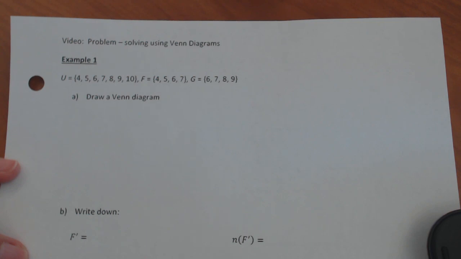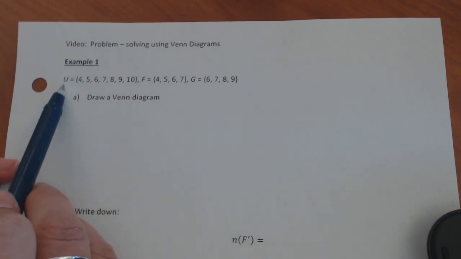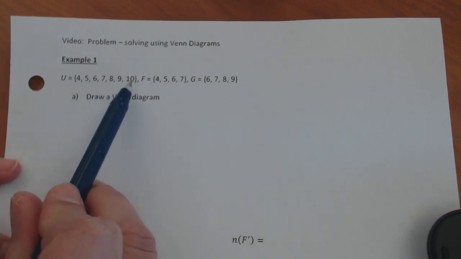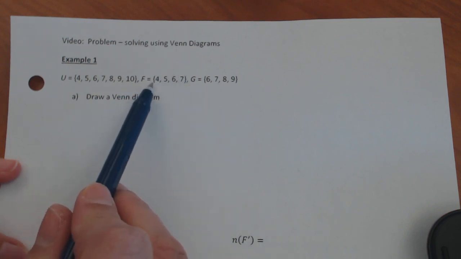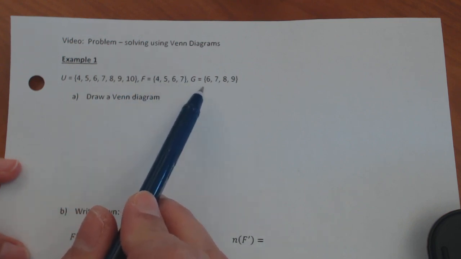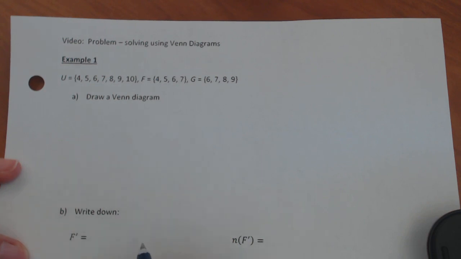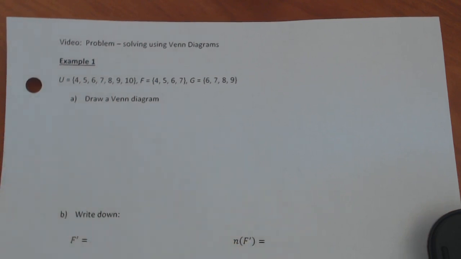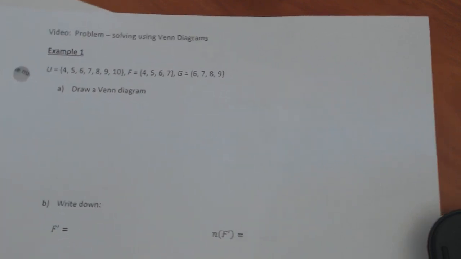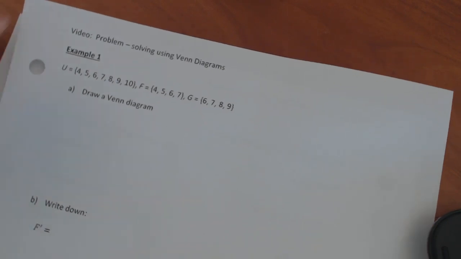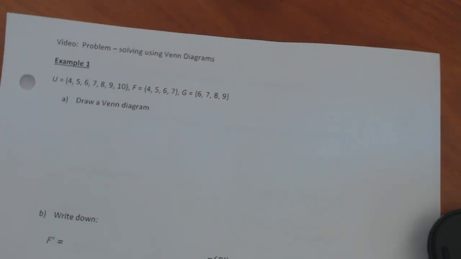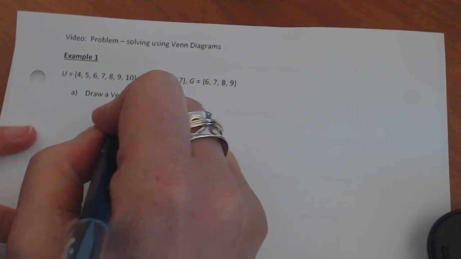So let's go. Example 1, our universal set, which means all the numbers: 4, 5, 6, 7, 8, 9, and 10. Then we have set F, which holds 4, 5, 6, and 7, and we have set G, which holds 6, 7, 8, and 9. The first thing to do is draw a Venn diagram, and it's really good to draw a Venn diagram all the time. It helps you organize your numbers. That's what a Venn diagram is.